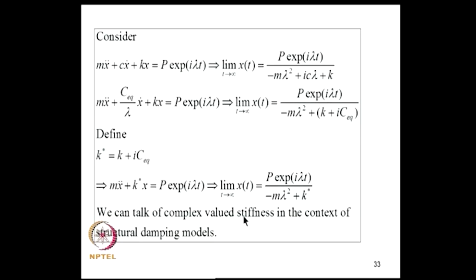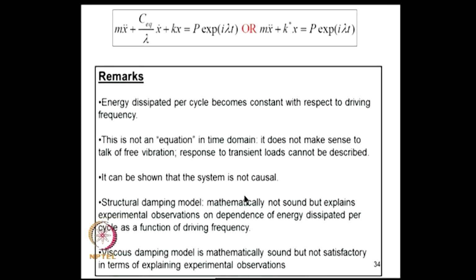So, that is often done even in finite element codes. So, you need to be aware of this terminology. So, I can write now for a viscously damped system the equation either in this form or in terms of complex stiffness in this form. So, both the systems will have the same transfer function.